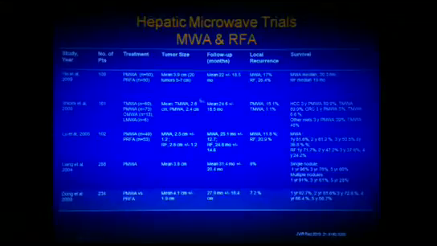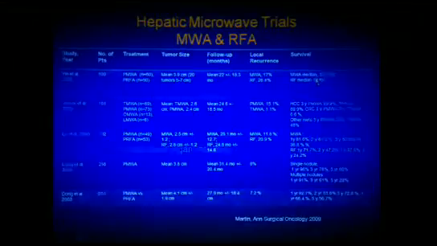With some of the new equipment and new generators that were produced after 2008, some of the newer studies did show a decrease in local recurrence and an increase in survival with microwave over radiofrequency ablation.